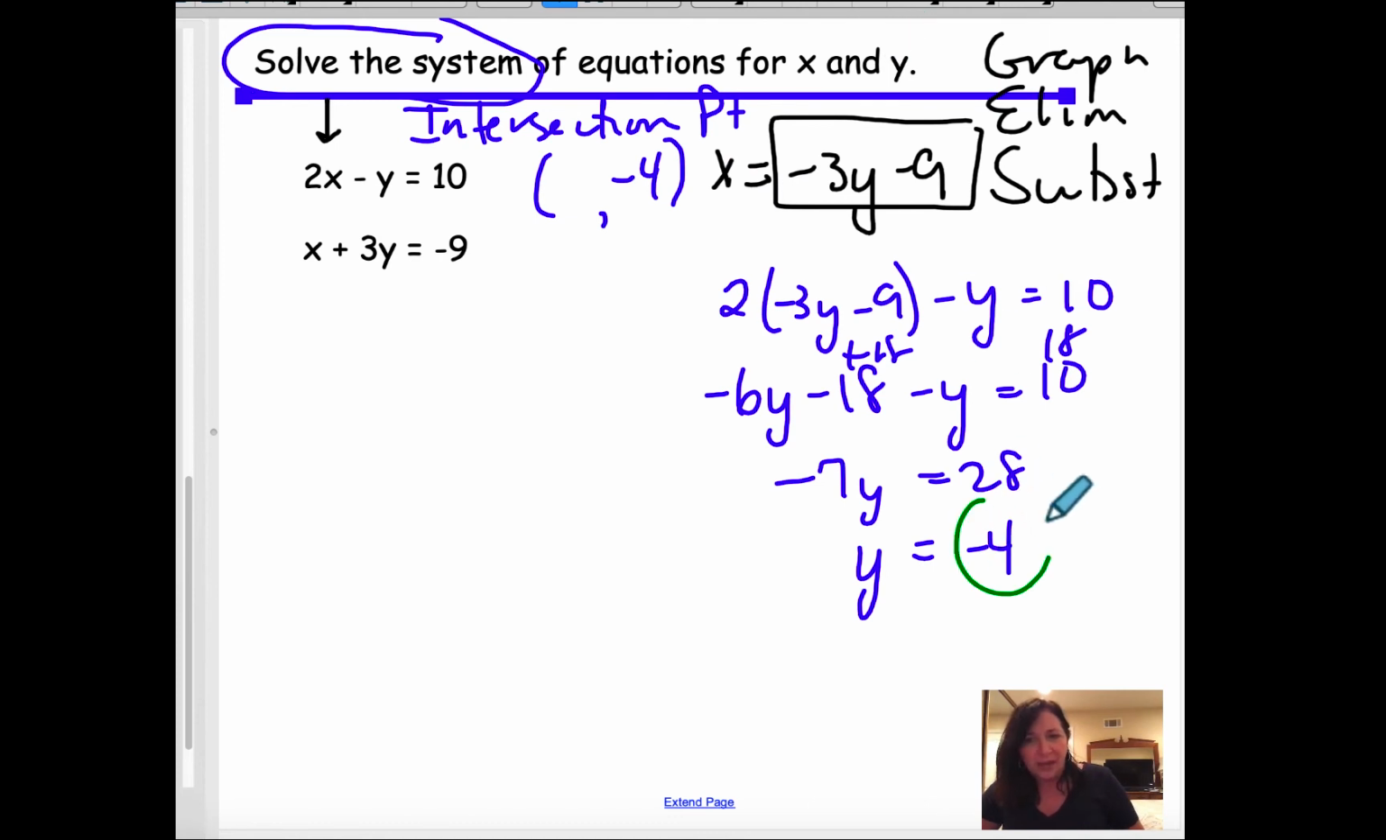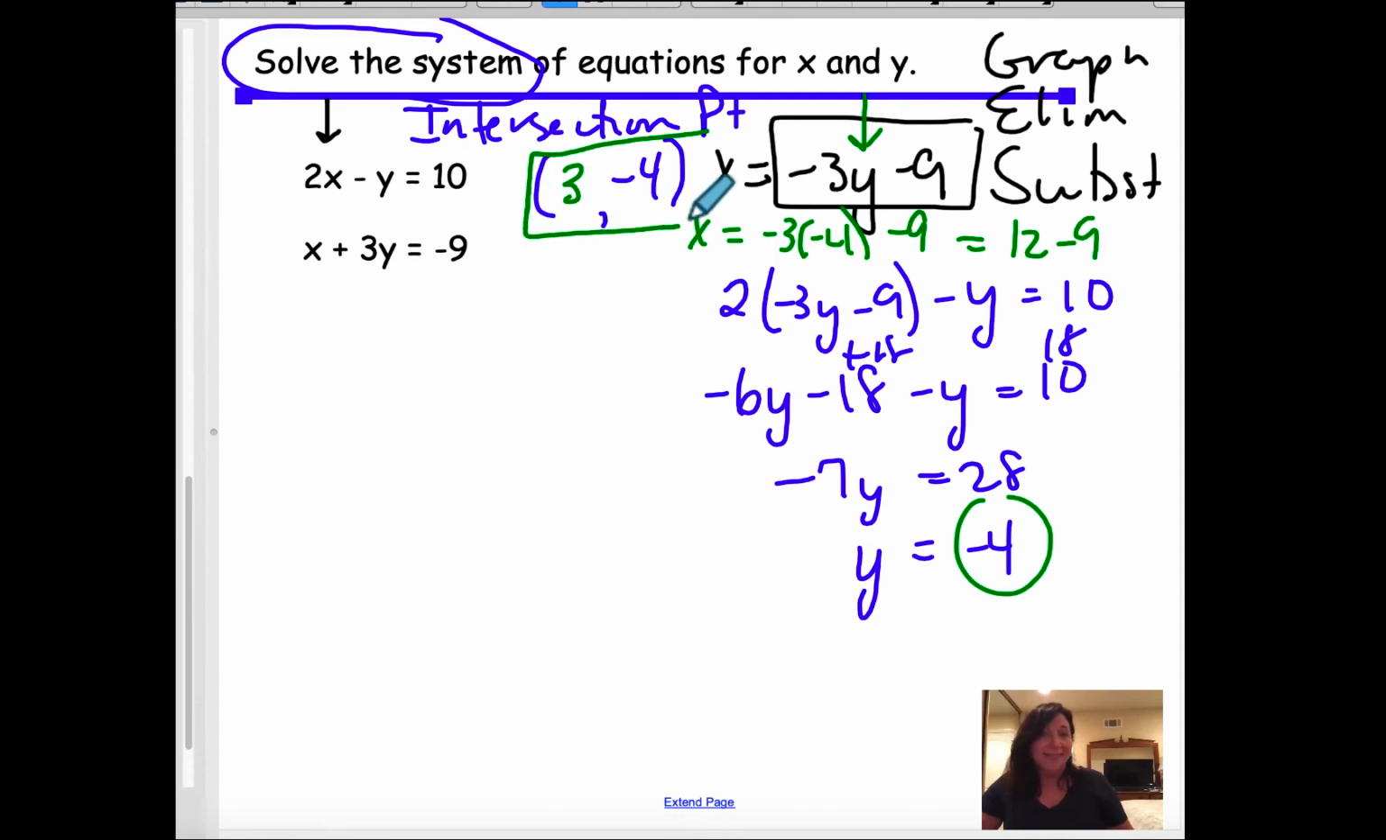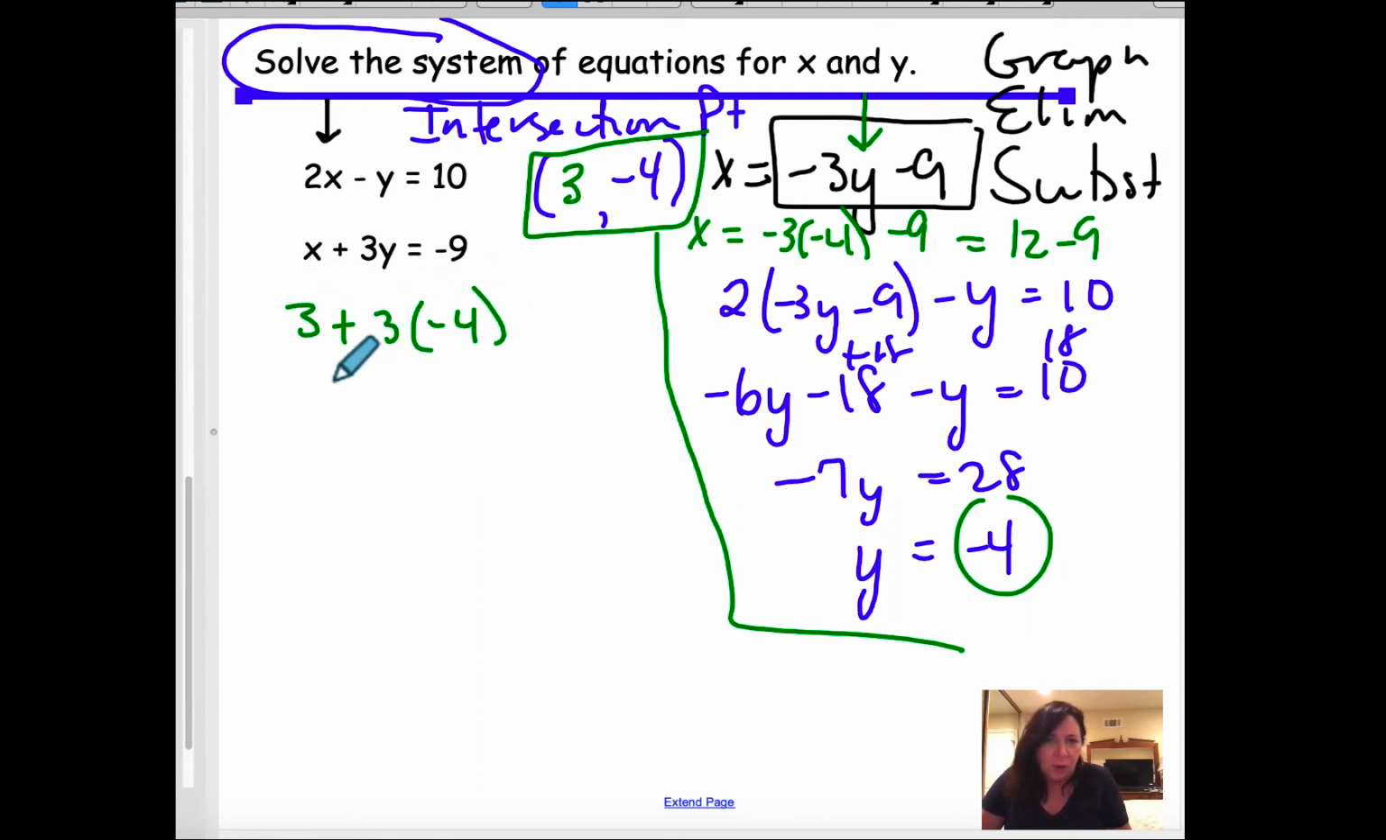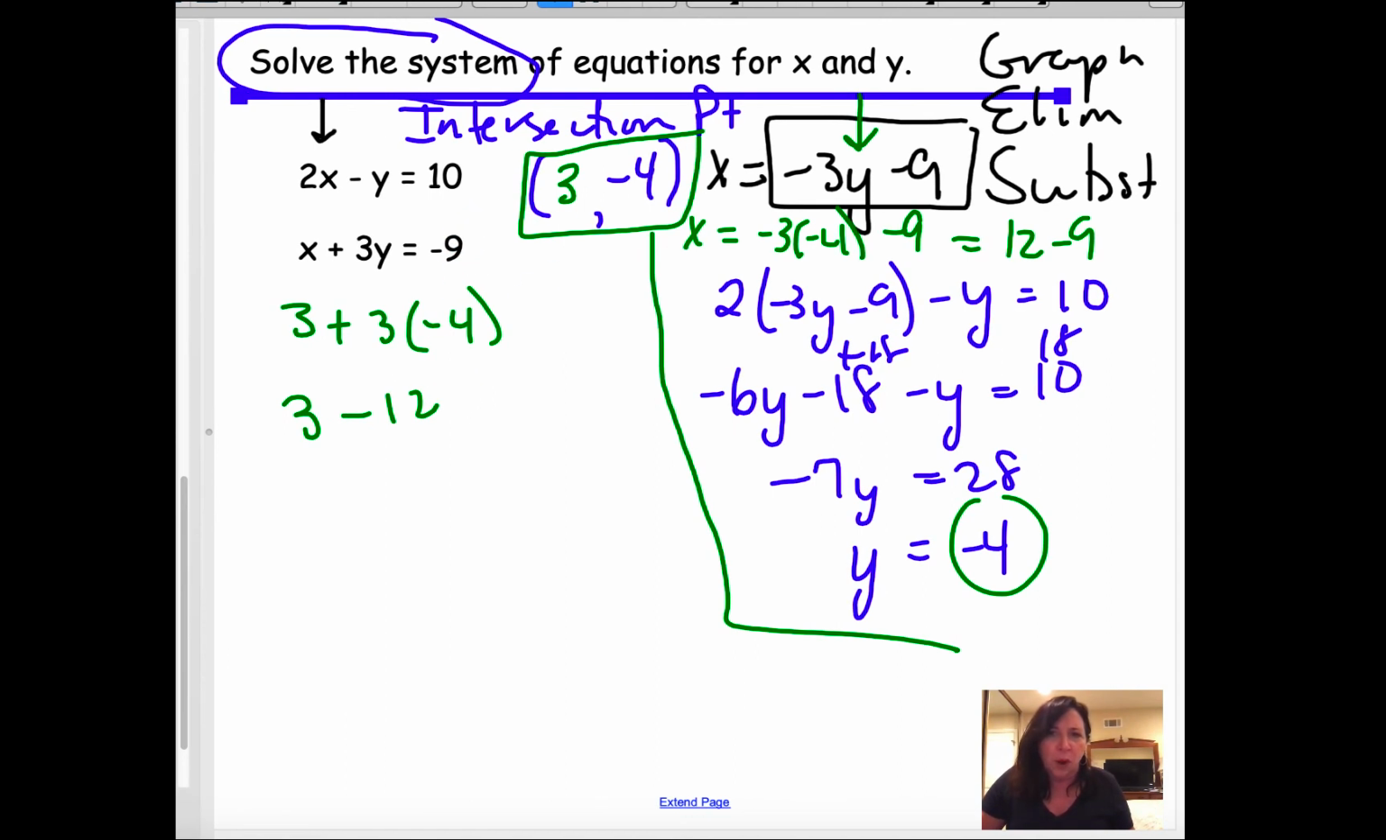So I'm going to take what y is, and I'm going to plug it back into another equation. So I'm going to go x is equal to negative 3 times y, which is negative 4, and then subtract 9. So that looks like it's 12 minus 9, which is 3. So that would be my point of intersection, and that is how you solve a system by substitution. Okay, and so just note, I would then pick another equation, like 3 plus 3 times y, which is negative 4. What is that? 3 minus 12, is that negative 9? Yeah.